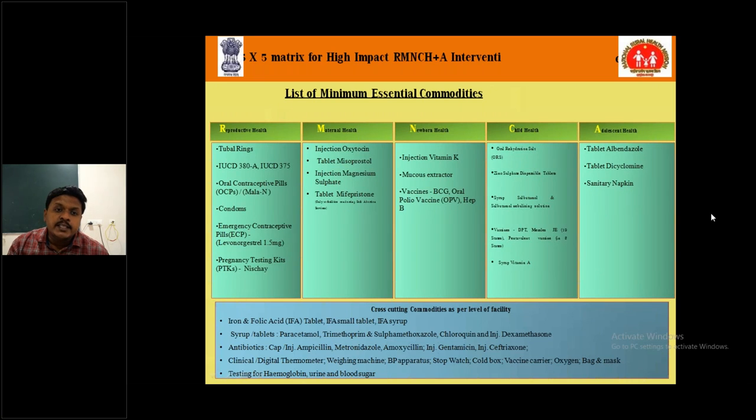These are the list of minimum essential commodities to be availed at a certain age. During reproductive health: tubal rings, IUCD-380A, IUCD-375, oral contraceptive pills like Mala-N, condoms, emergency contraceptive pills, that is levonorgestrel, it's 0.5 mg, not 1.5 mg, 0.25 micrograms they have been given nowadays, and pregnancy testing kits. Then maternal health: injection of oxytocin, tablet misoprostol, injection of magnesium sulphate, and tablet mifepristone.